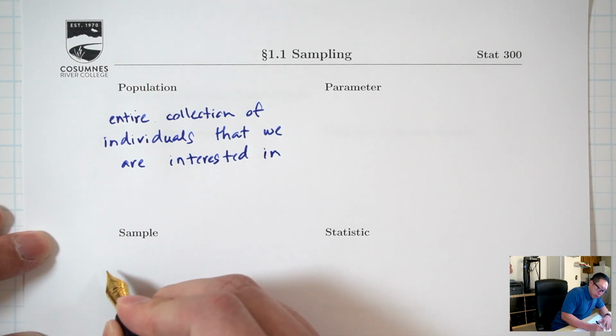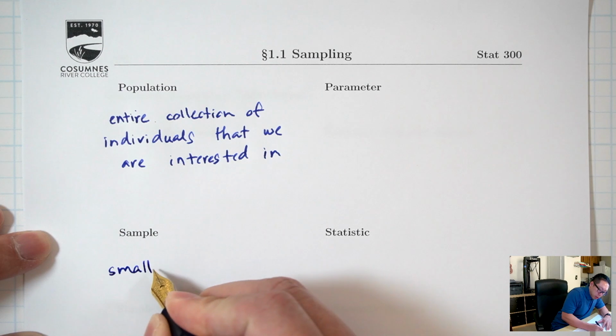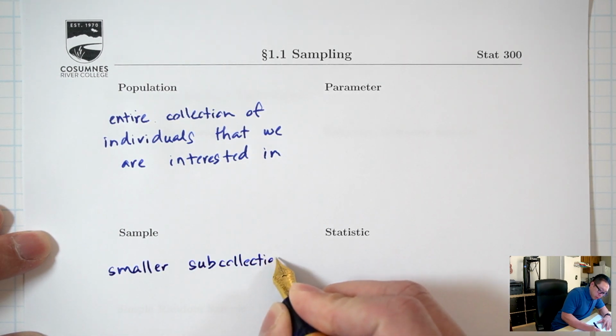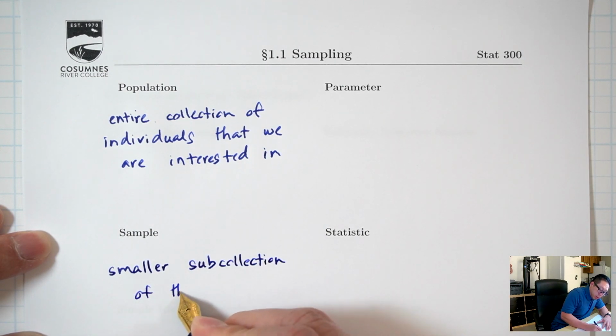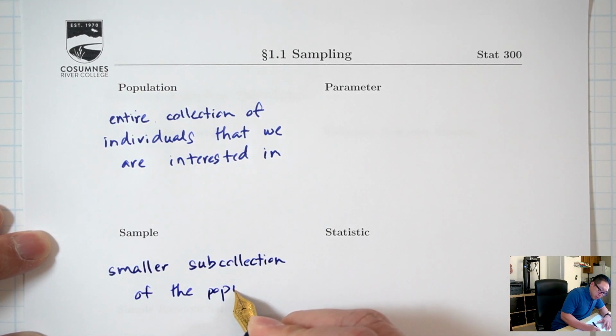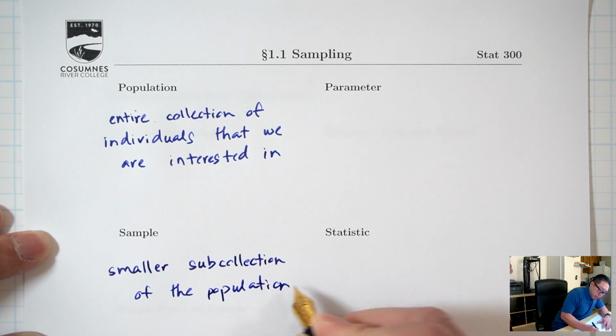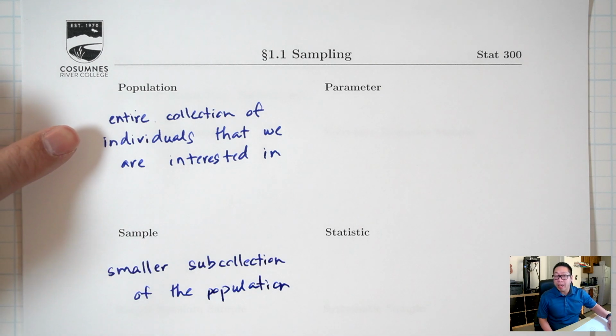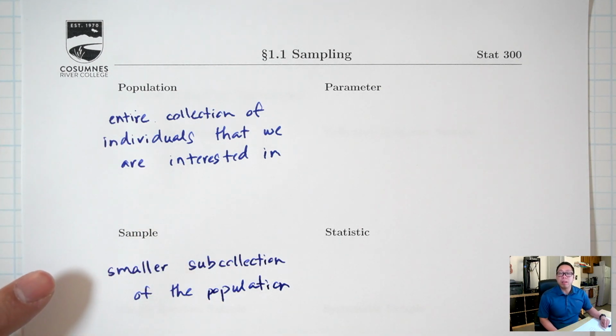So a sample is really just a smaller sub-collection of the population. Right, so instead of collecting data from everybody, because we can't, we're going to collect data from a smaller sub-collection. Now, what do you do after you get the data? Well, after you have the data, you're going to do some sort of calculation. You're going to maybe calculate the average, or maybe calculate the percent.